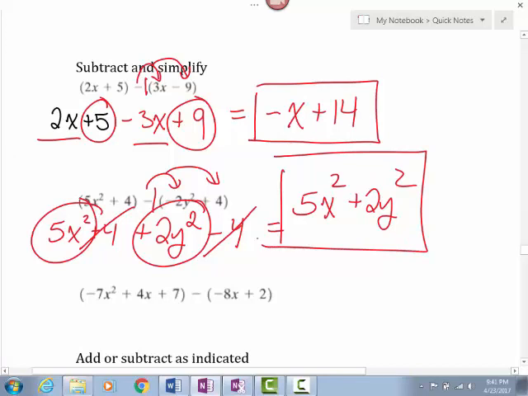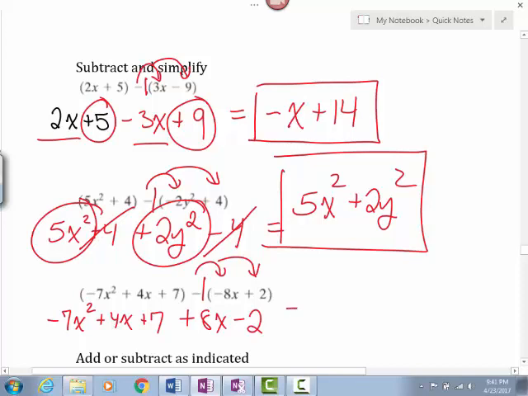All right, so let's try the next one here. Again, I'm just going to rewrite my first polynomial as a negative 7x squared plus 4x plus 7. We'll think of this here as a negative 1. And we'll distribute that negative 1 to both terms. So negative 1 times a negative 8x is a positive 8x. Negative 1 times a positive 2 is a negative 2.